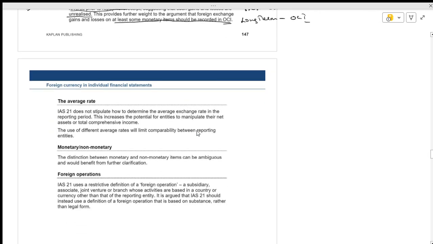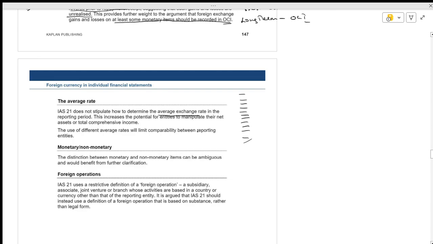The third point says that IAS 21 does not stipulate how to determine the average exchange rate. There is no hard and fast rule. Everyone will have their own way of assumptions. You are doing transactions on almost all working days in a year. Then which rate do we have to take, the average rate, or the closing rate which you have to take at the reporting date? If there are so many variations, that is one of the things.